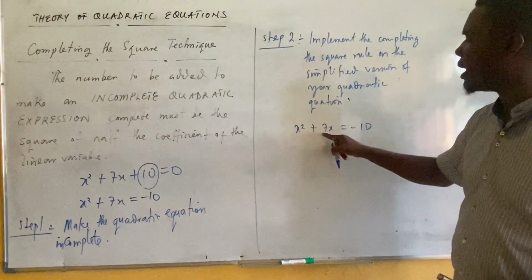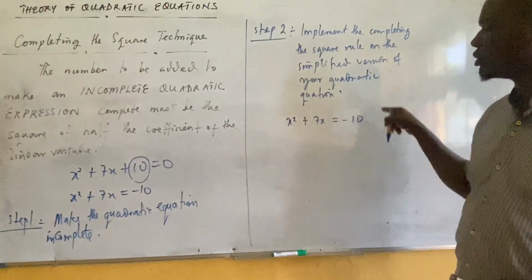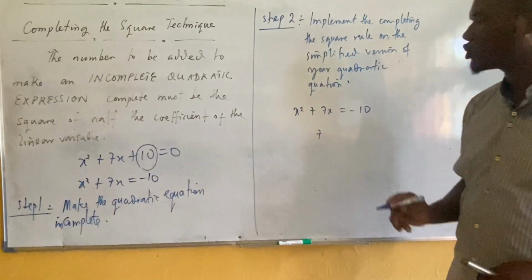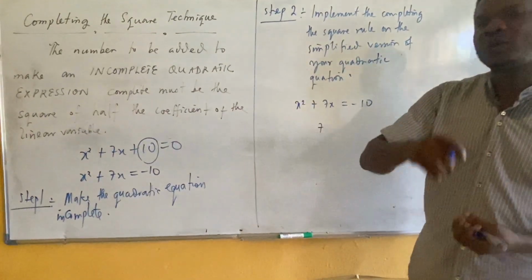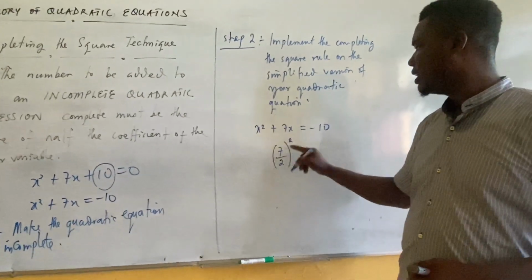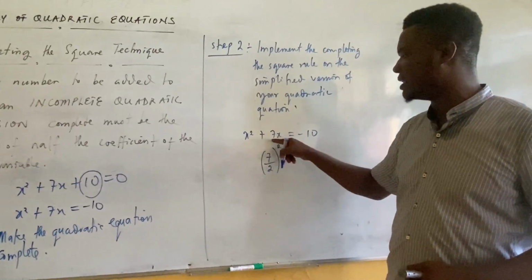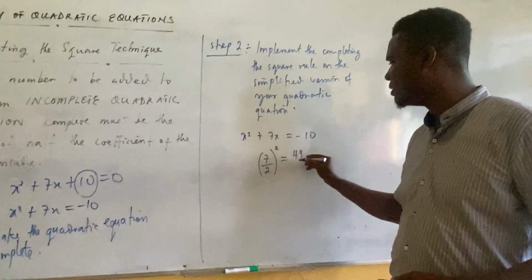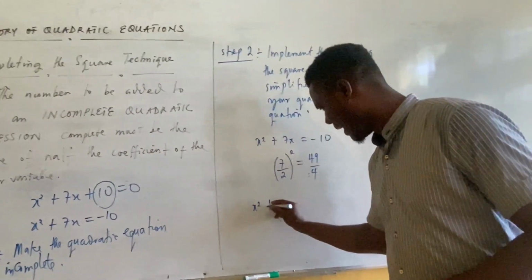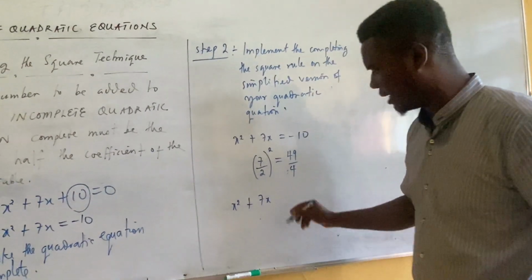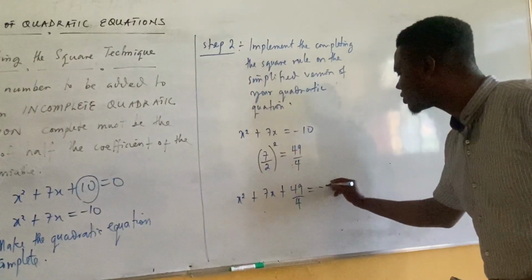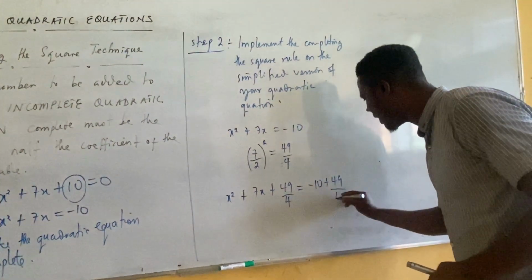So the square of half the coefficient of the linear variable must be added to both sides, okay? What is the linear variable? It is x. What is the coefficient of the linear variable? It is 7. So since the rule says add the square of half the coefficient of x, I'm going to start by dividing the coefficient of x, being 7, by 2 and then squaring it. That will give you 49 over 4. Now, just after getting this result, you will add to the left-hand side, x squared plus 7x, 49 over 4, which is the square of half the coefficient of x, and then you will add to minus 10 on the right-hand side, 49 over 4, the same thing.